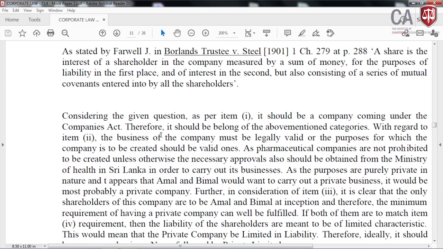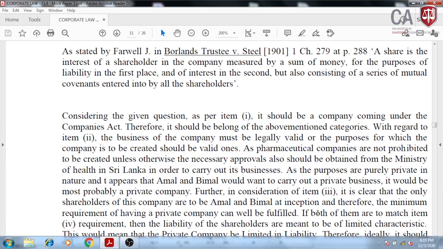So, with regard to item 2, the business of the company must be legally valid, or the purposes for which the company is to be created should be valid ones. As pharmaceutical companies are not prohibited from being created, the necessary approvals should be obtained from the Ministry of Health in Sri Lanka in order to carry out its business. As the purposes are purely private in nature, and it appears that Amal and Bimal would want to carry out a private business, it would most probably be a private company.